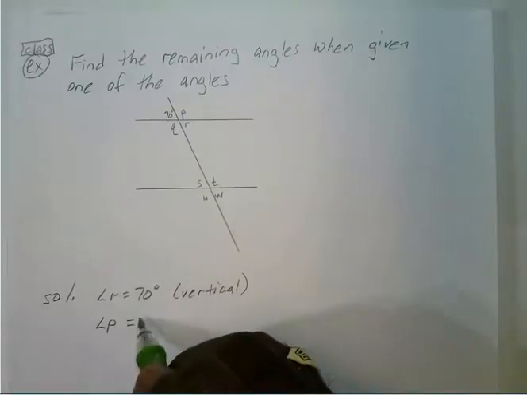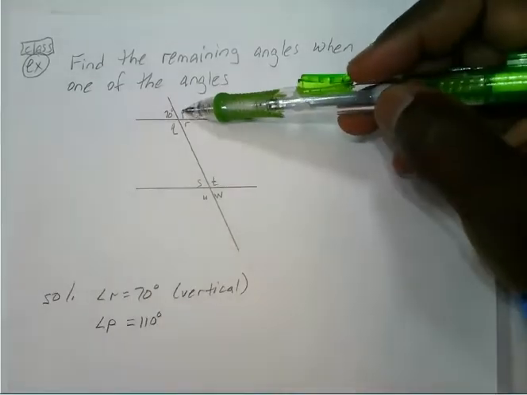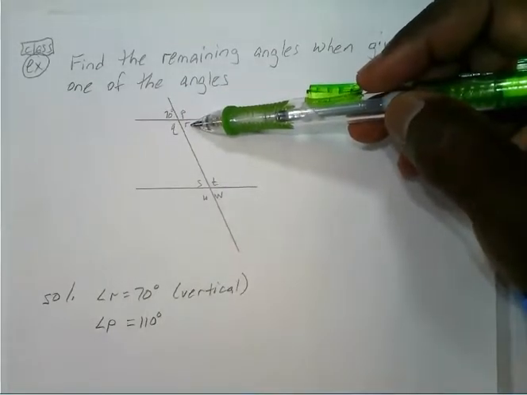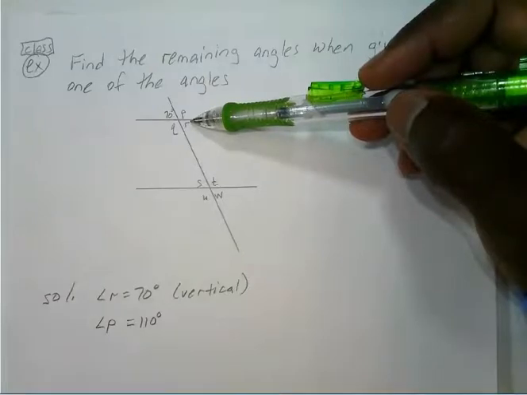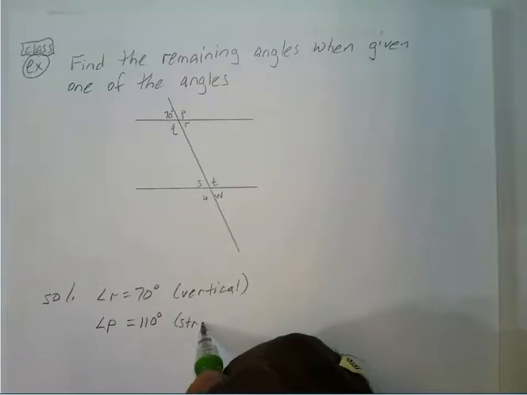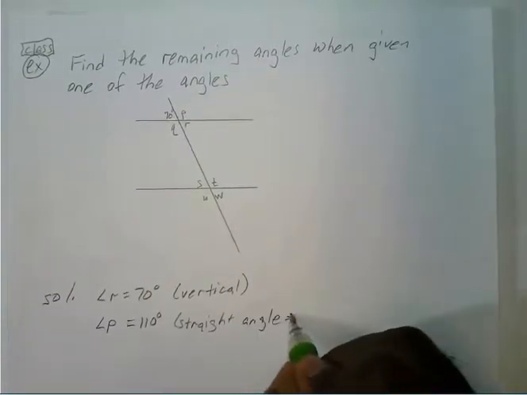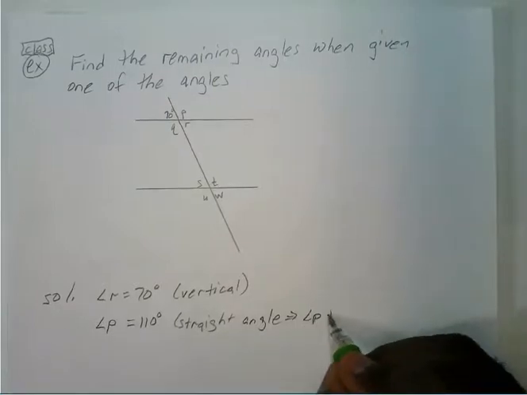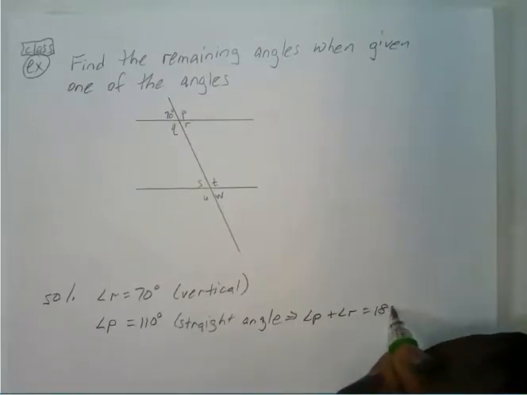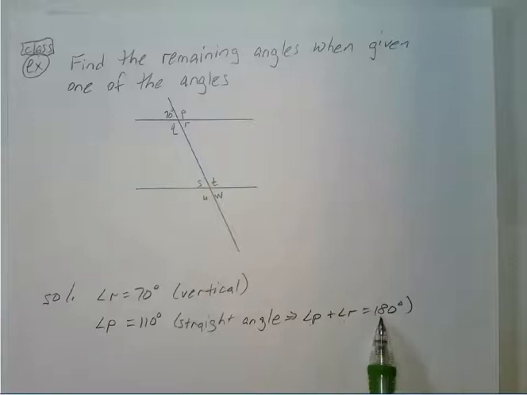Okay, so we know that's equal to 110 degrees. How do we know? Because angle P and angle R is a straight angle. So we know a straight angle equals 180 degrees. Angle P plus angle R equals 180 degrees. Okay, so we know if angle R is 70, angle P plus 70 degrees equals 180, so angle P has to be 110 degrees.